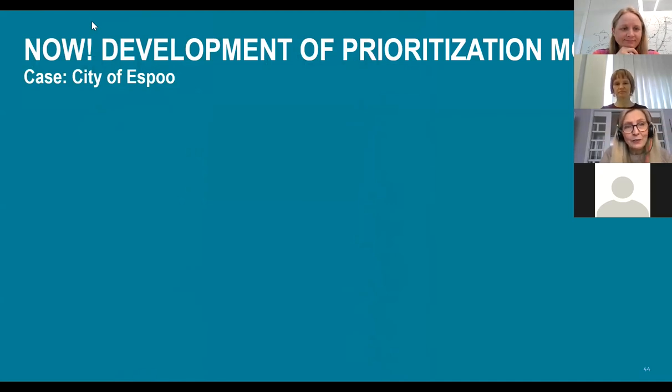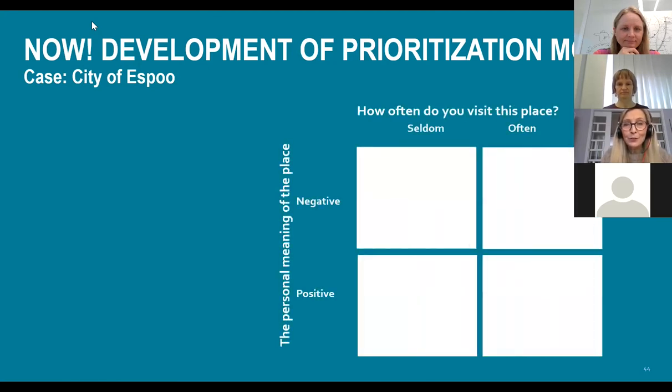If we develop some kind of prioritization model, could we think that those kind of places that we use often in our daily life, that are a very big part of our daily mobility patterns, but that are perceived very negatively, that we should urgently do something about those places, because maybe they are some kind of health risk or quality of life risk to inhabitants.